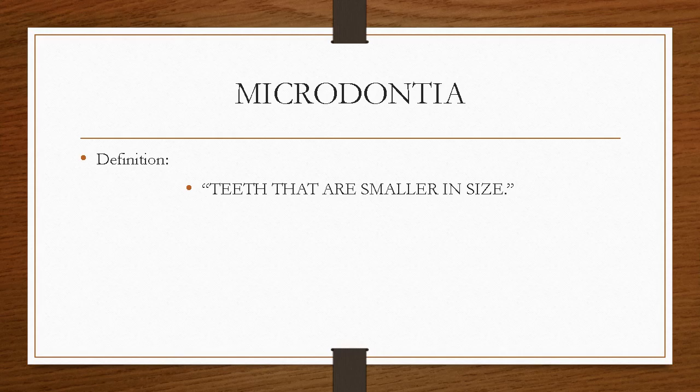What is microdontia? It simply means the teeth that are smaller in size. Micro means small and dontia basically means the teeth. So teeth that are smaller in size are called micro.